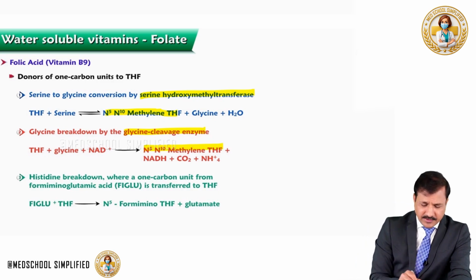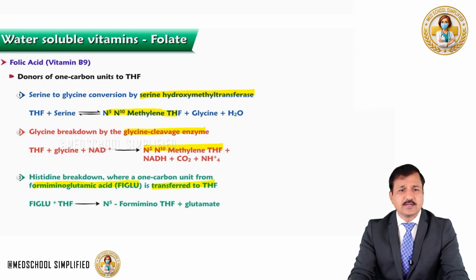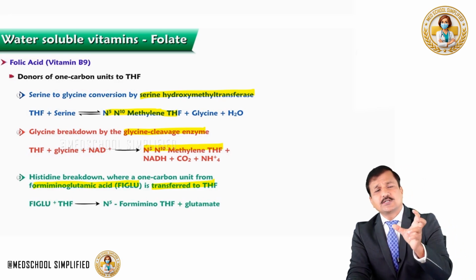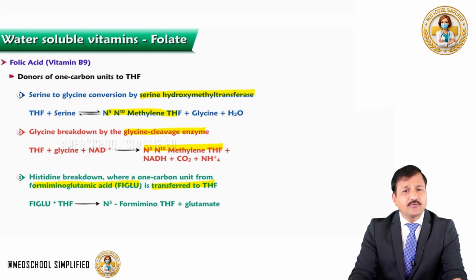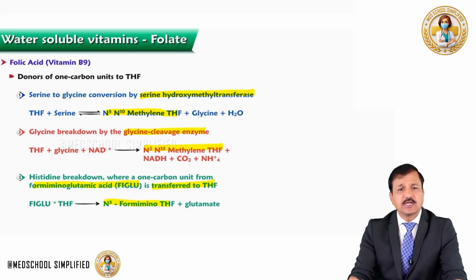And the breakdown of histidine: when histidine breaks down, it is going to convert into 1 carbon unit from formiminoglutamic acid, and that will be transferred to tetrahydrofolate. So this FIGLU, formiminoglutamic acid, which is the intermediate in the breakdown of histidine, is the one that will transfer its 1 carbon to tetrahydrofolate to make N5 formimino tetrahydrofolate, and glutamate will be released.